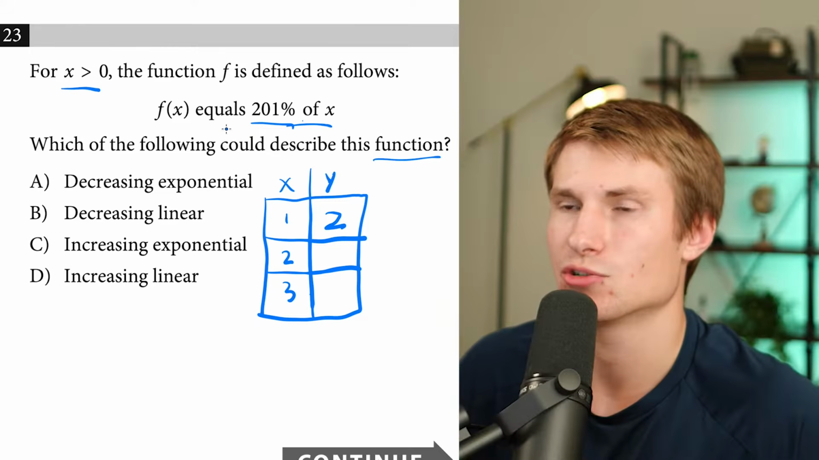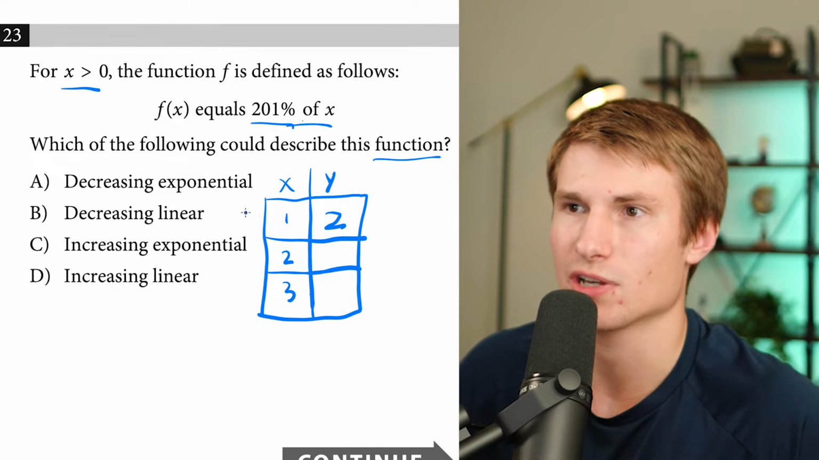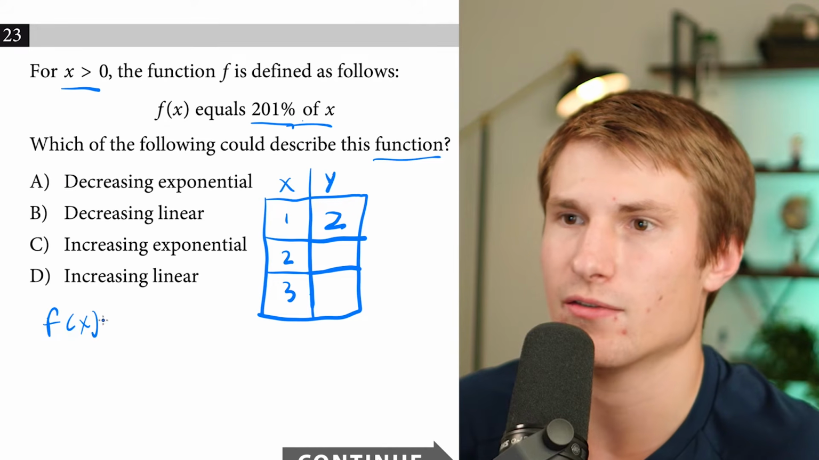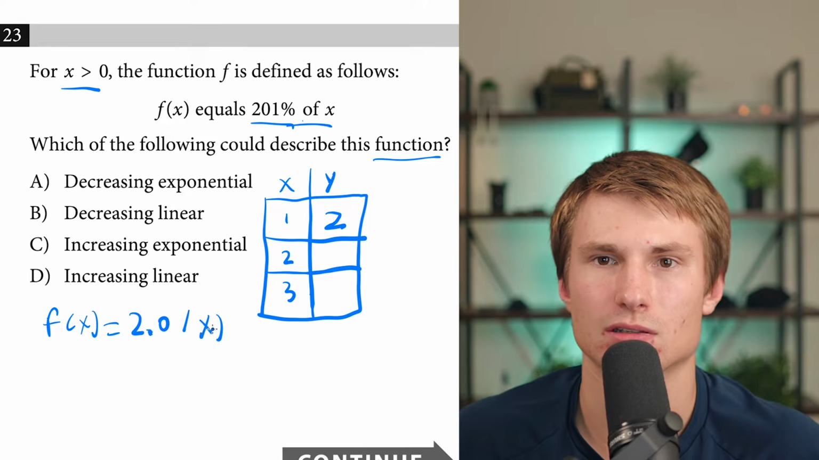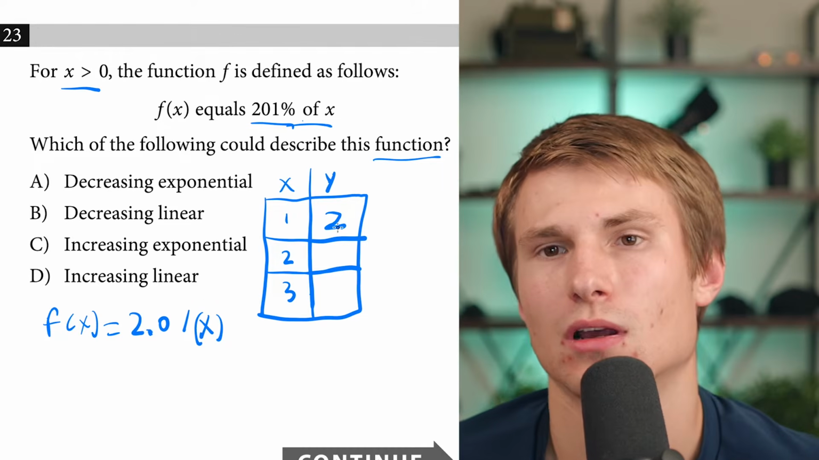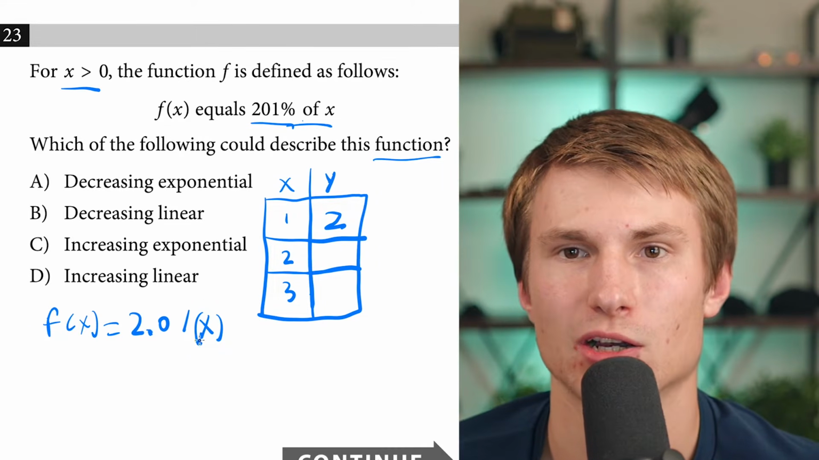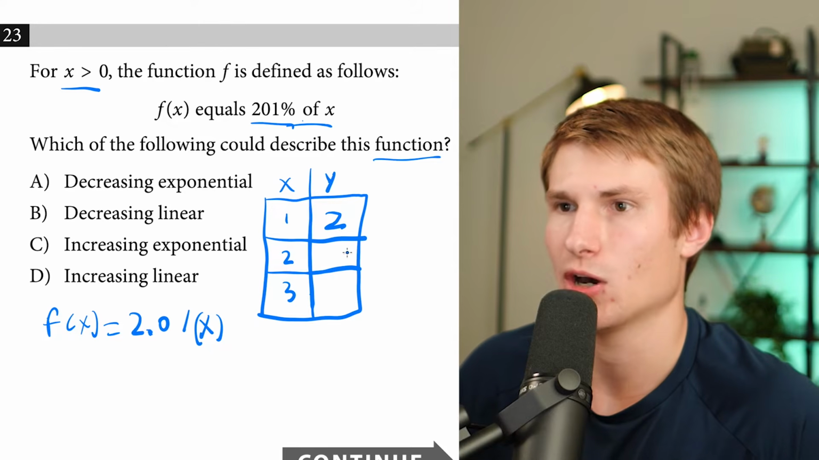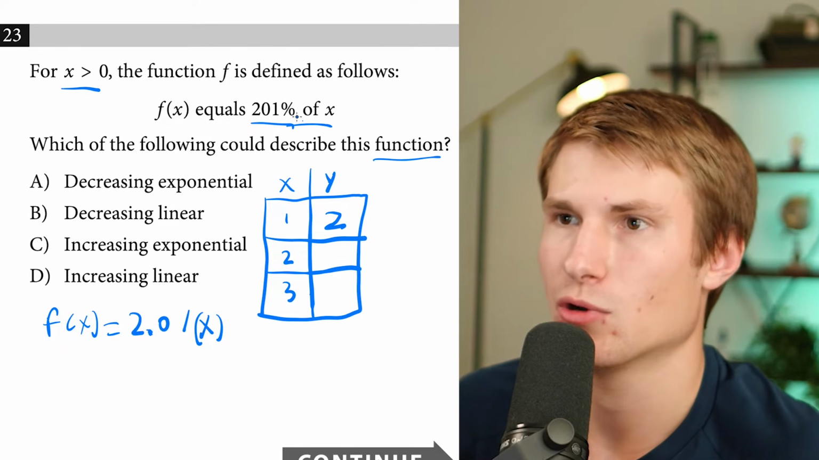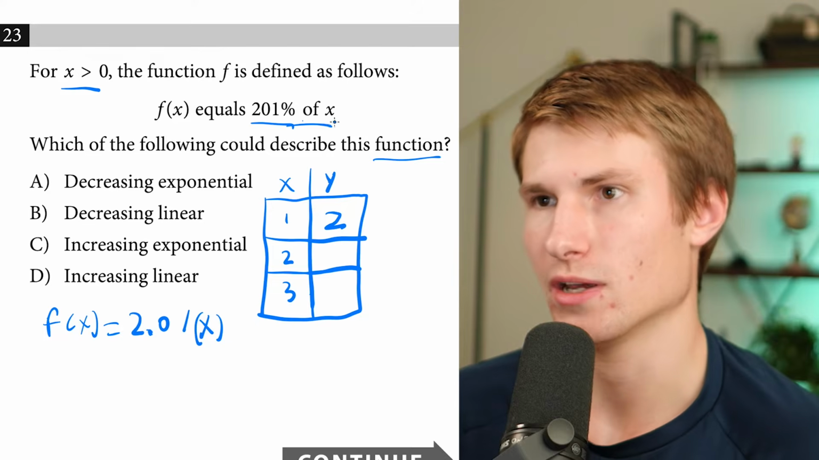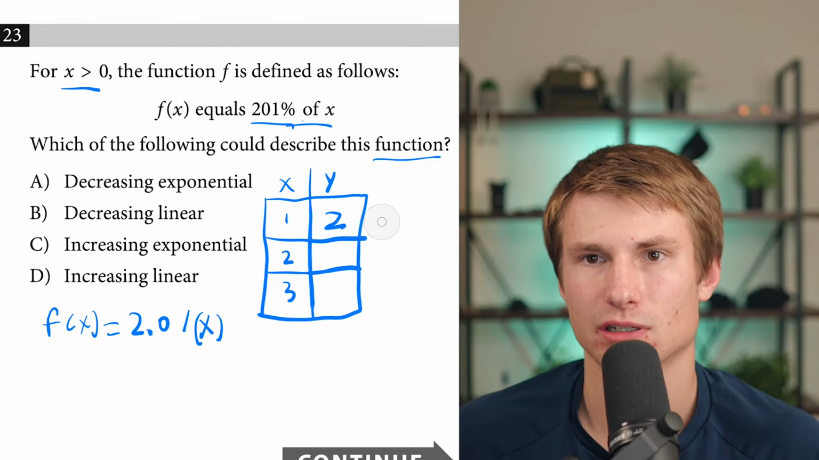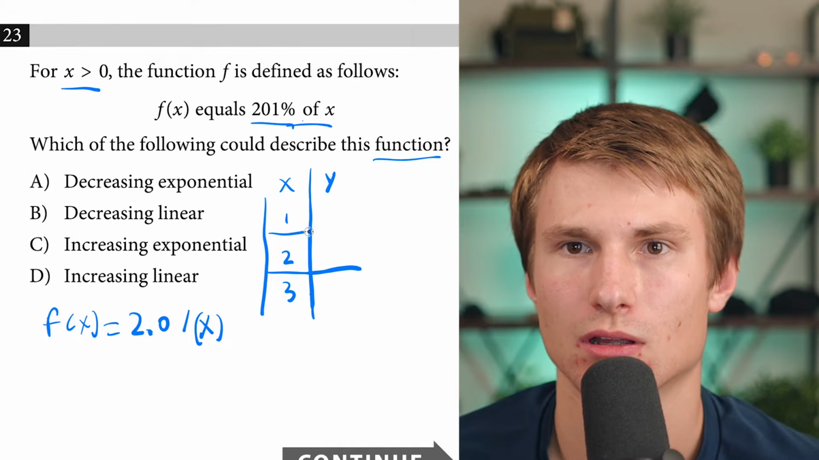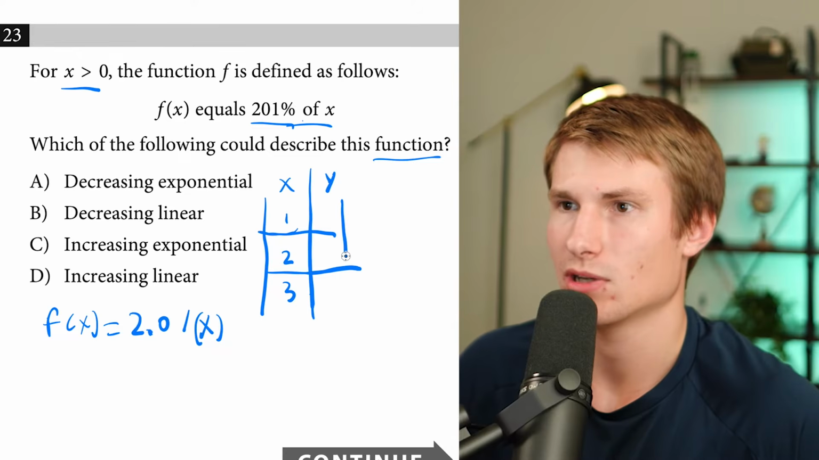If we're doing f of x equals 201% of x, we could actually write that as f of x equals 2.01x, which, as you can see, is a linear function. But if you weren't sure how to write that linear function and you just wanted to make a table to help you, let me rewrite this table.